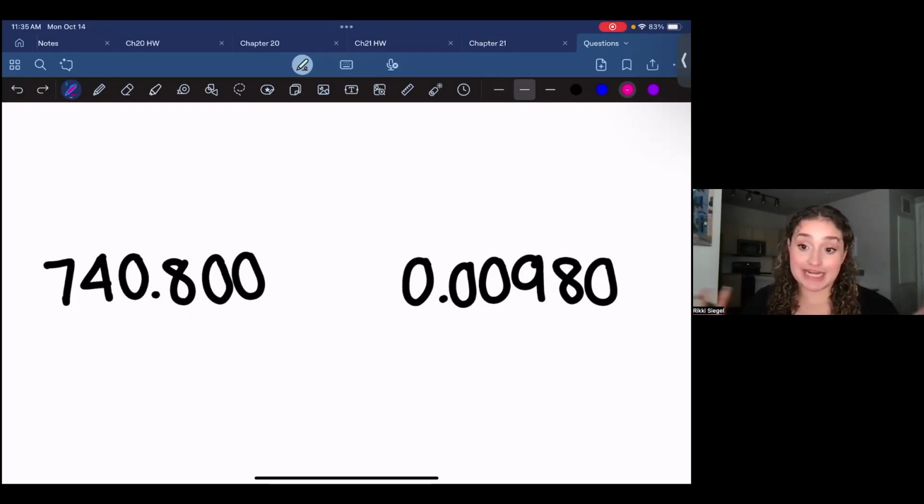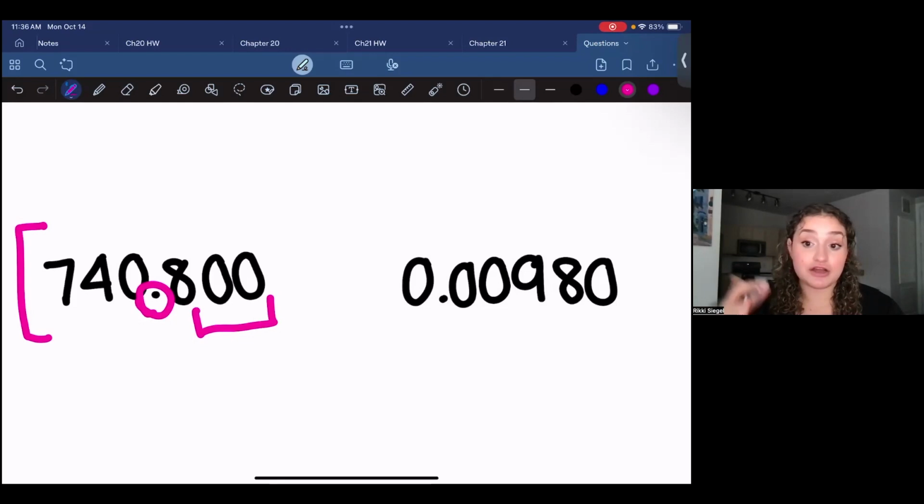Trailing zeros are any zeros that don't have a non-zero number after them, okay? So in this case, we have these 2 zeros, and they're not sandwiched between any 2 non-zero numbers, but trailing zeros are always significant if there's a decimal point anywhere in our number. We have 1, 2, 3, 4, 5, 6. We have 6 significant figures here.